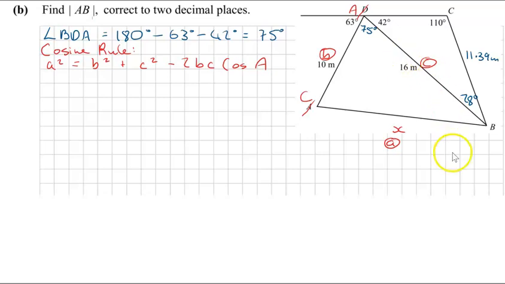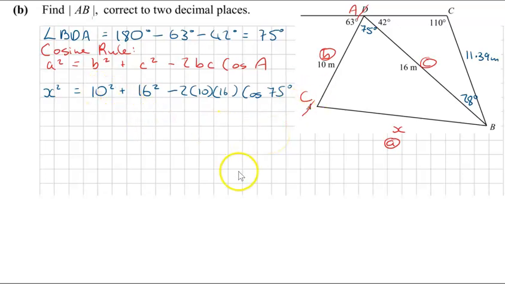So there's a few reasons why we should label our triangle in this way. So then we can start subbing into our formula. So A squared is just going to be x squared. We don't know what that is yet. B squared is going to be 10 squared. Plus C squared is going to be plus 16 squared. Minus 2 multiplied by B. So in place of B, we're going to put 10. And then we're going to have C. So we have a set of brackets. And in place of C, we'll have 16. And then cos A will be cos 75 degrees.